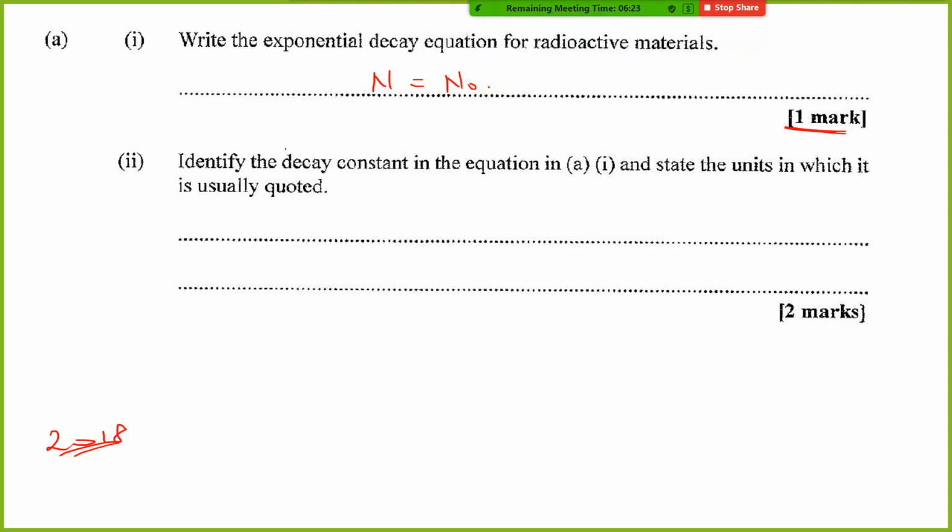So there's N naught, the exponent of negative lambda t, and the N would be the number of nuclei remaining. The lambda is the decay constant as time passes, and N naught is the initial number of nuclei. So we just need the equation, right?